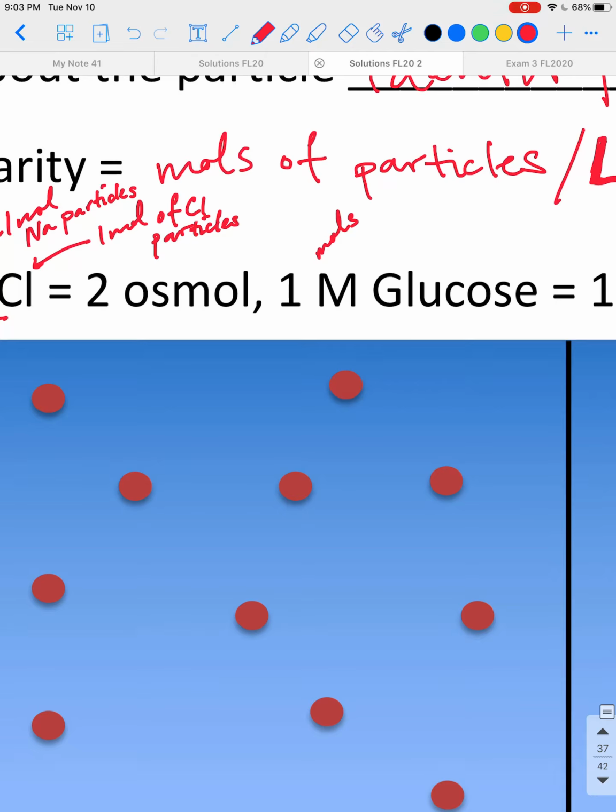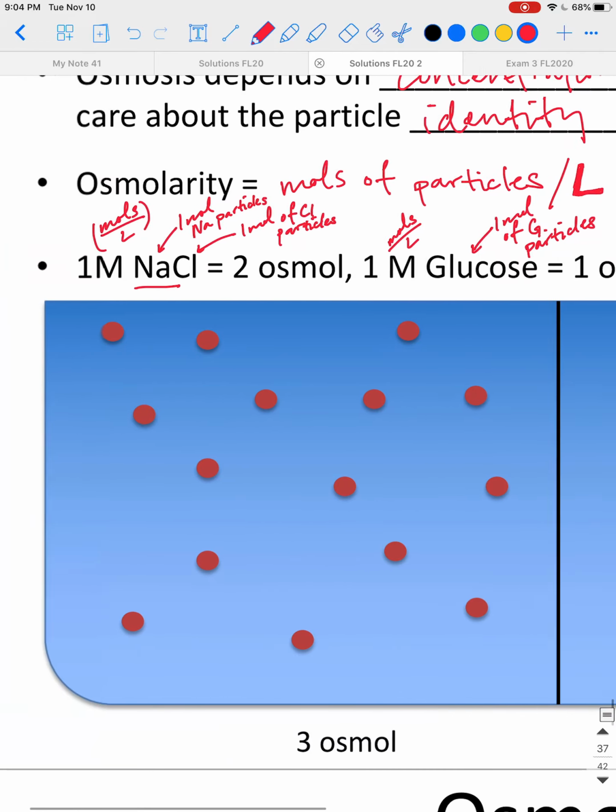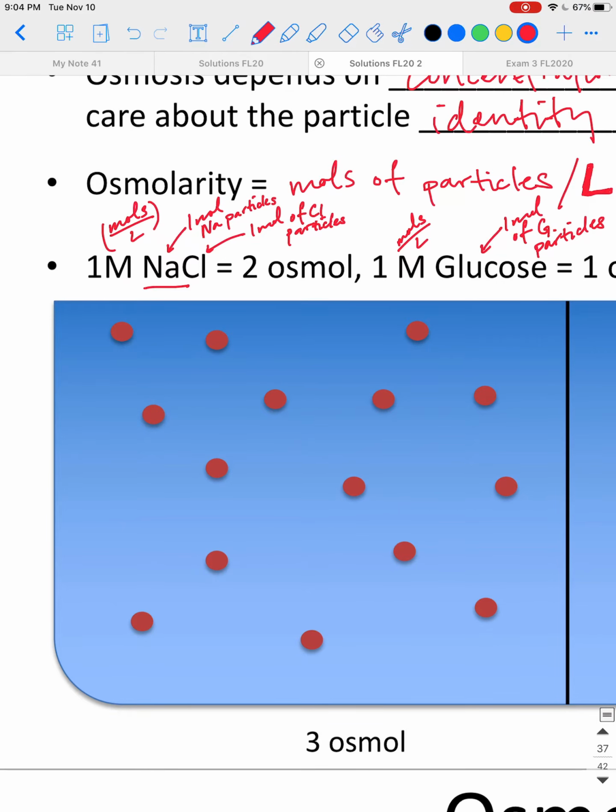What about glucose? If we have 1 molar glucose, remember this is moles, we have 1 mole of glucose particles per liter. So we have 1 osmole. Why? Because from the glucose we're going to have just 1 mole of capital G glucose particles.